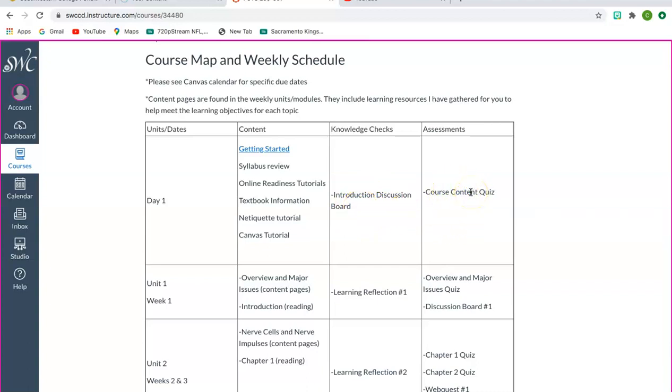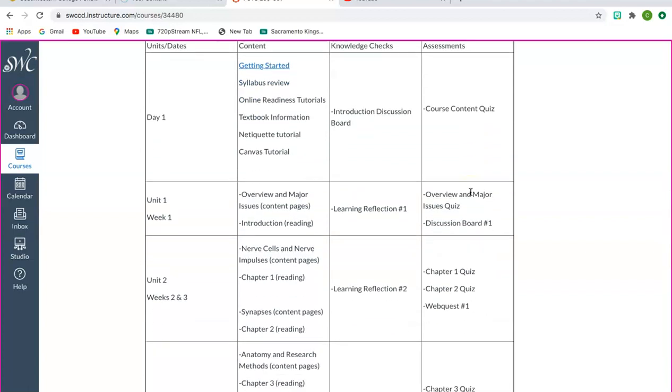This course is divided into 8 units, and each unit covers 1 to 2 weeks. Each unit also covers 1 to 2 chapters. So if you do the math, this course spans 16 weeks, 8 units, so each unit lasts 2 weeks and covers 1 to 2 chapters, except for the first week, which only covers 1.